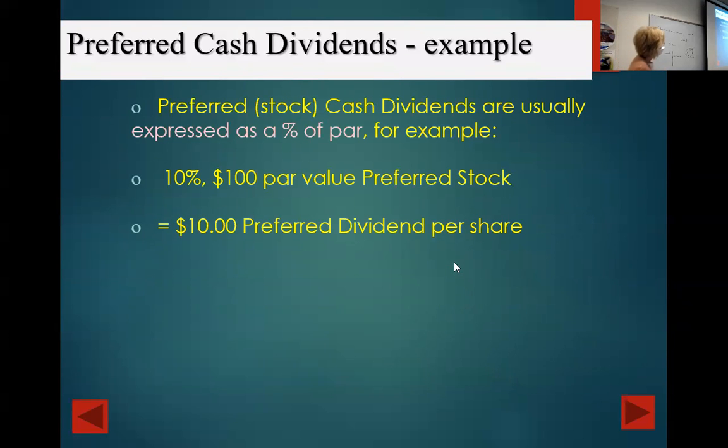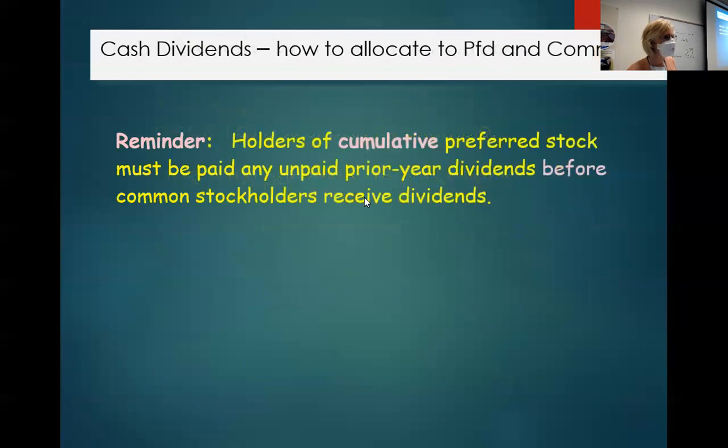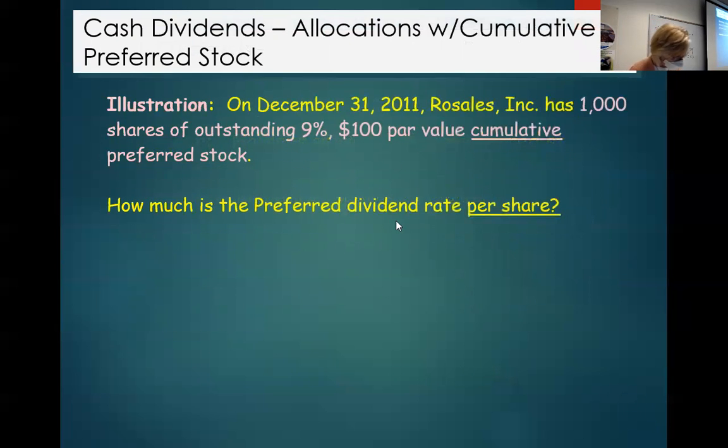Okay. So how do we calculate dividends? Par is $100 typically, and the percent is listed. So 10% of $100 would be $10 per share. That is so different from how we look at common stock. All right, so let's look at the handout. I think I've caught up to the handout here. So on December 31st, Rosales has 1,000 shares of outstanding 9%, $100 par value, cumulative preferred stock.